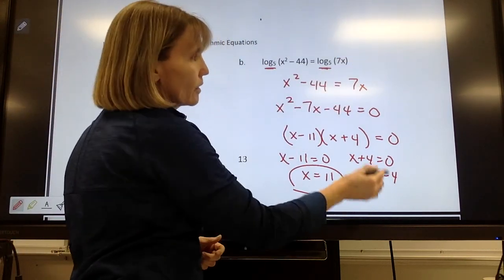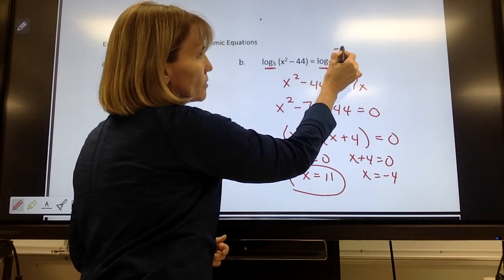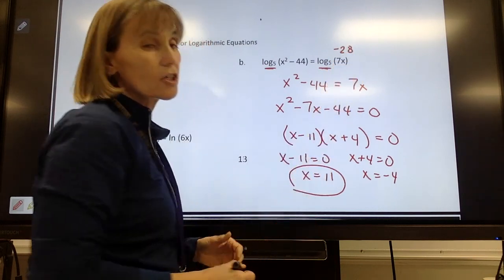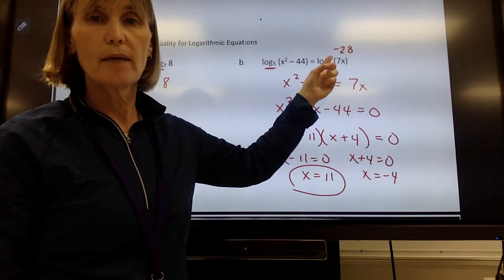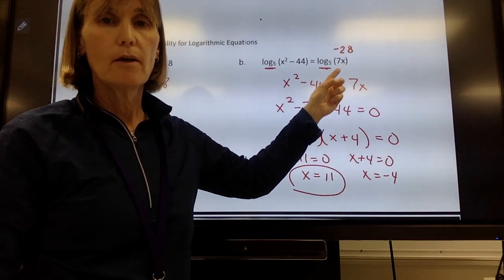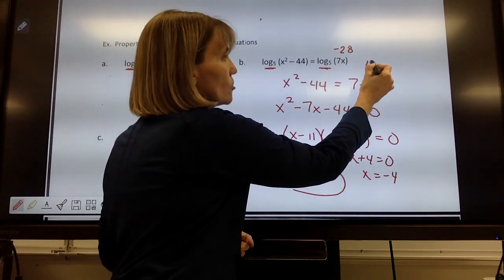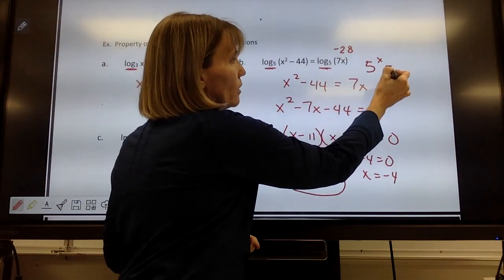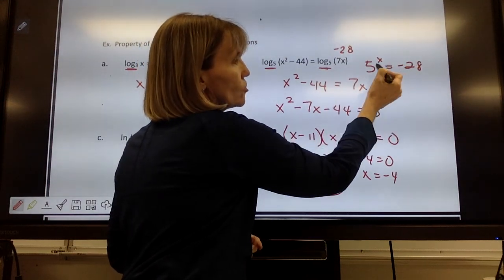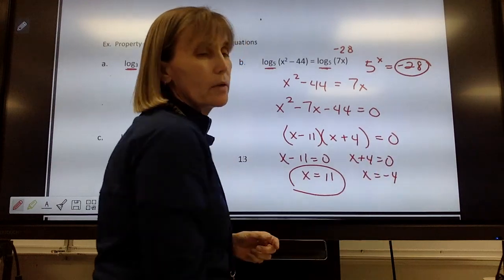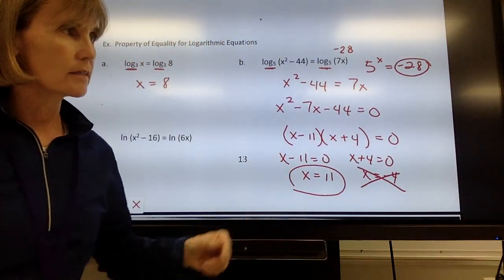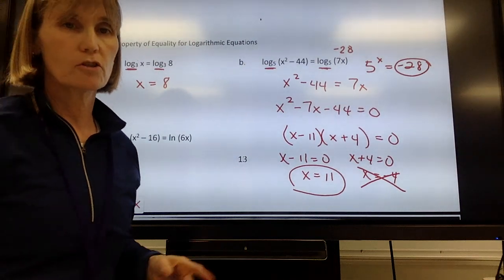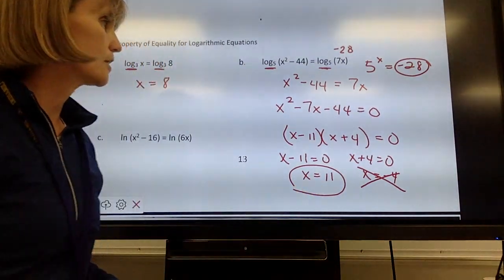When I plug in the negative 4 here, I get 7 times negative 4. That's a negative 28. And I can actually stop right there. We talked about this when we introduced logs, that we can't have a negative value here. 5 to what power would equal a negative 28? Well, there's no exponent I could plug in where I would get something that's negative. So this does not work. That is considered an extraneous solution. So you would cross that out. The solution is x equals 11.